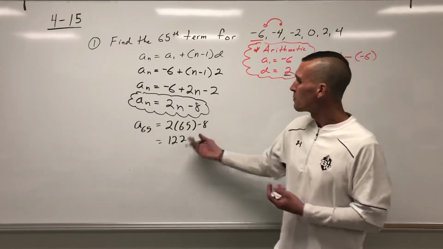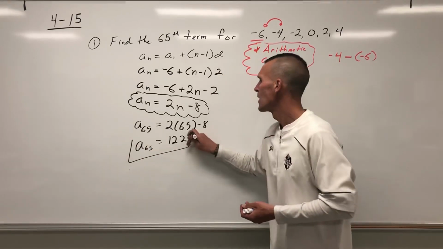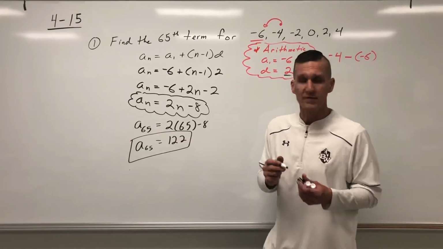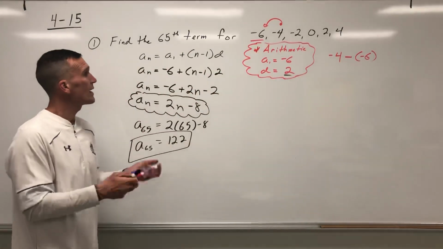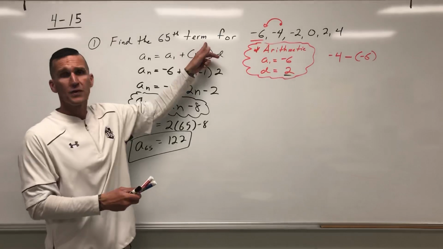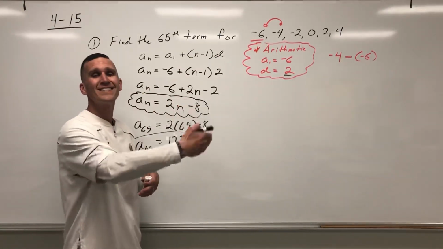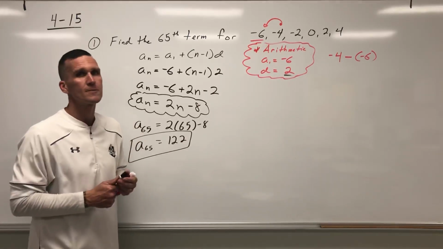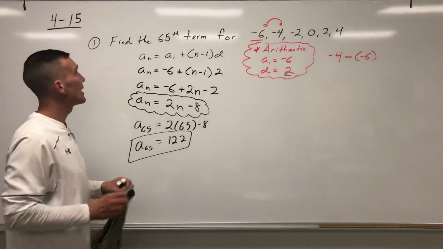So you could either box it like this, because if you understand notation format, we know that little subscript of 65 represents the 65th term. Or you can write it out as the 65th term is 122. And then you didn't have to go through and write 65 numbers in that sequence. All right, so that's why the formula can be important and how it can help you out.